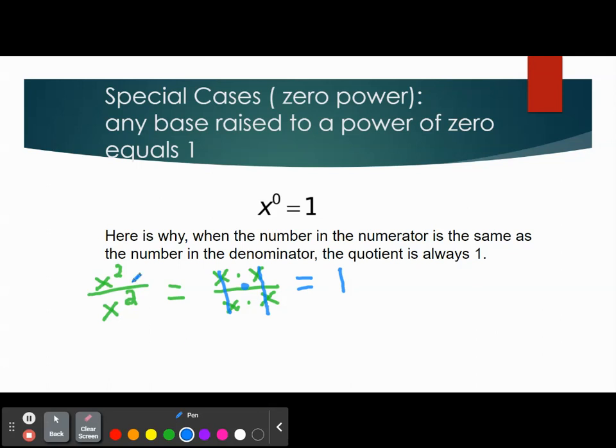Now, previously, what's the rule whenever you're dividing? Let's put our calculators down, please. Subtraction. You subtract the exponents. So this would be x to the power of 2 minus 2. What's 2 minus 2? 0. And what does this equal? 1. So x to the 0 power is 1. Another way I can show you.